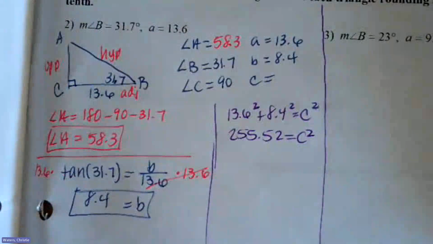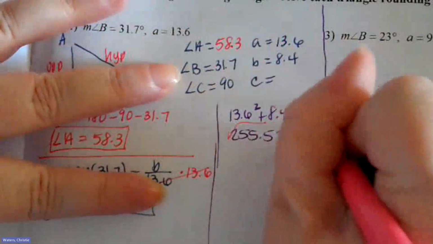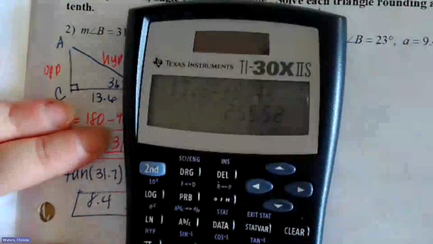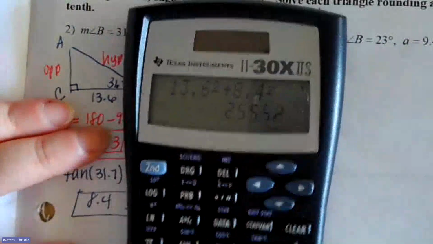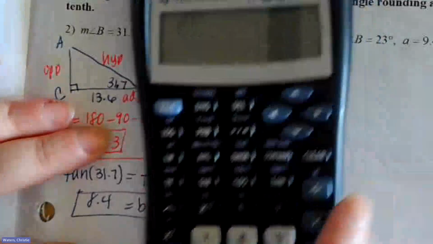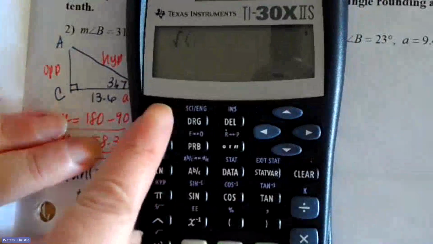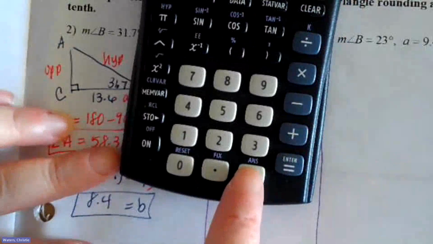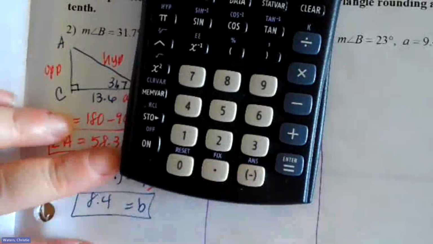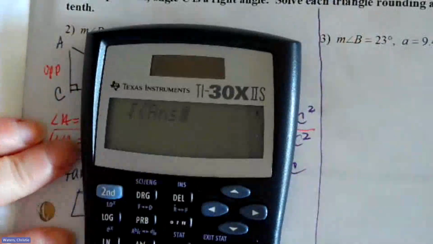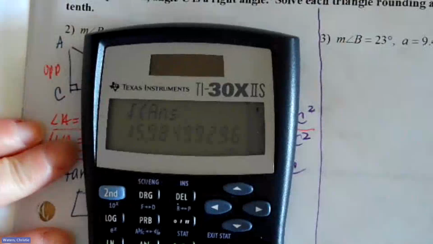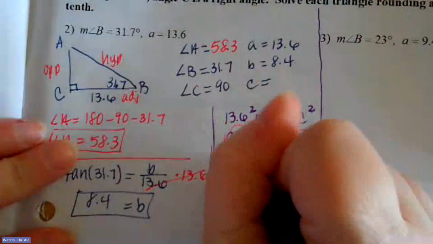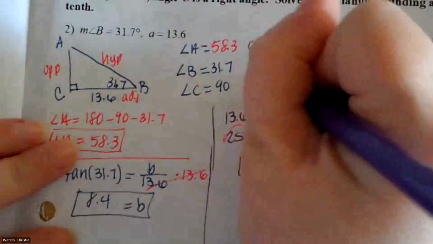And so to solve that, I need to square root each side. And one thing you can do is you can hit second and then square root right here. That pops up the square root. And then I can hit second again and type this button. So above the negative is this ANS, that stands for answer. So this square root's my last answer that I got in my calculator. So it saves you a little bit of typing. 15.98. So I'm going to round that to 16. There we go.